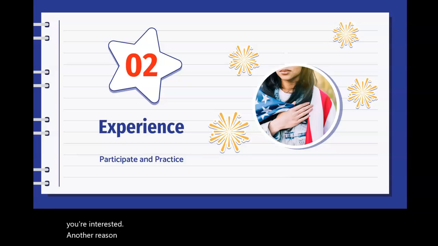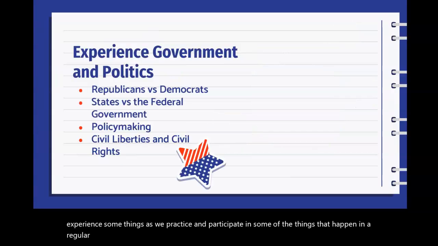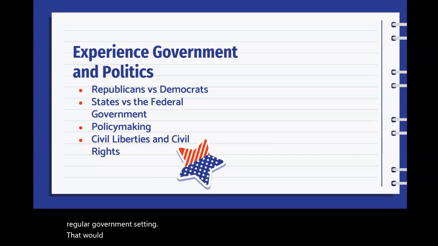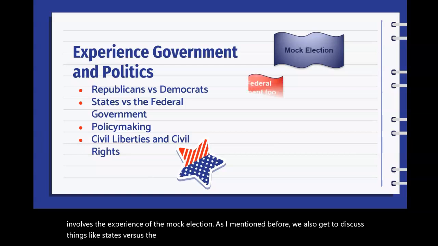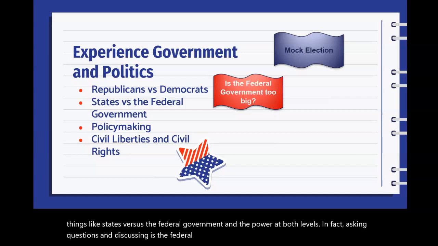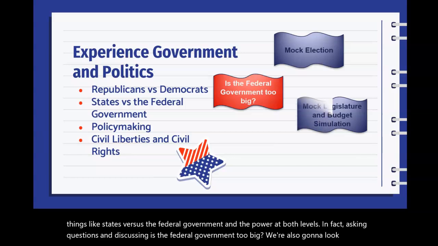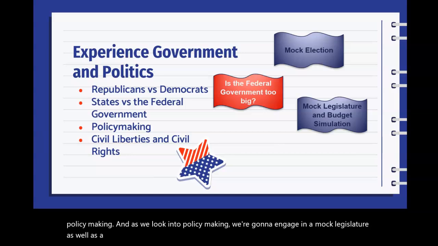Another reason to take AP U.S. Government Politics is experience. You actually get to experience some things as we practice and participate in some of the things that happen in a regular government setting. That would include debates around Republicans versus Democrats. That, of course, also involves the experience of the mock election, as I mentioned before. We also get to discuss things like states versus the federal government and the power at both levels. In fact, asking questions and discussing, is the federal government too big? We're also going to look into policy making, and as we look into policy making, we're going to engage in a mock legislature as well as a mock budget simulation.